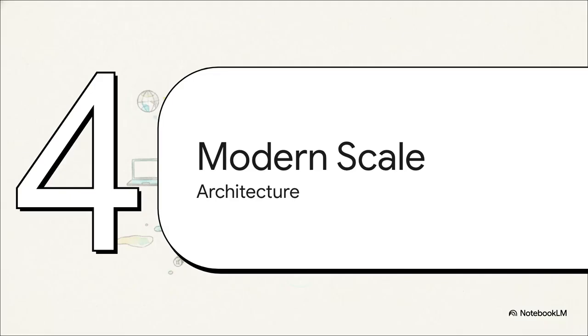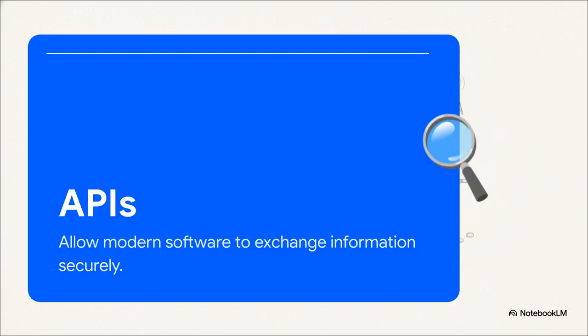Which brings us to our final stage, Part 4, Modern Scale and Architecture. This right here is where we elevate from basic coding into the actual infrastructure that modern applications rely on at a senior engineering level. First up, to build at a massive scale, you have to understand APIs. Modern apps almost never work in total isolation anymore. They are constantly talking to each other. Think about your favorite food delivery app. It uses a mapping API to show your driver's location, a payment API to process your credit card, and a messaging API to send you a text update. APIs are the secure interfaces that let entirely different pieces of software exchange information. Mastering APIs is arguably one of the single most important concepts for a developer today.